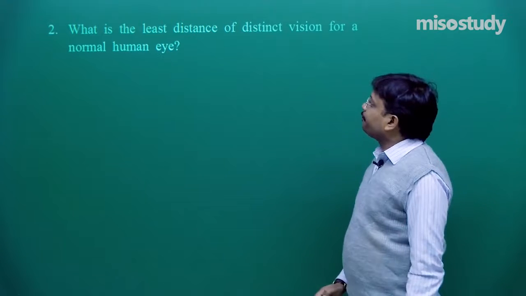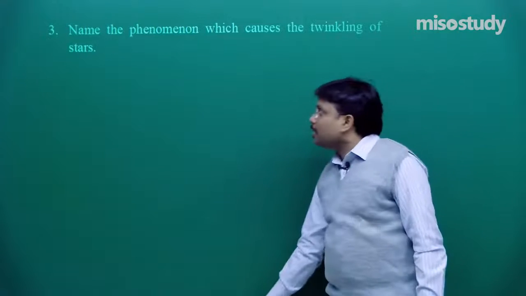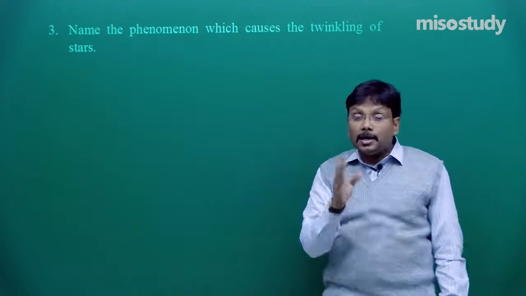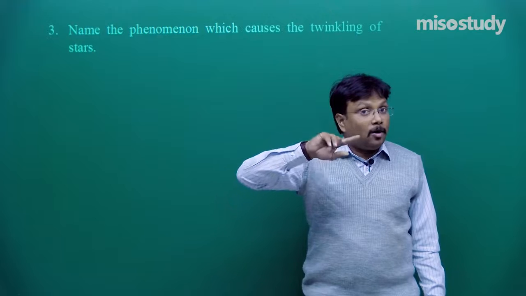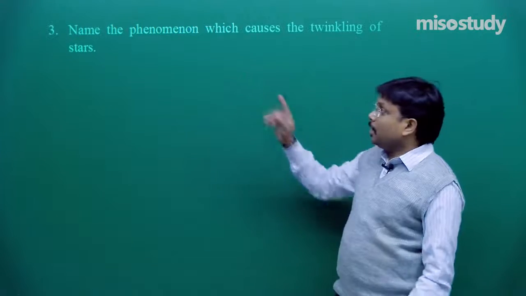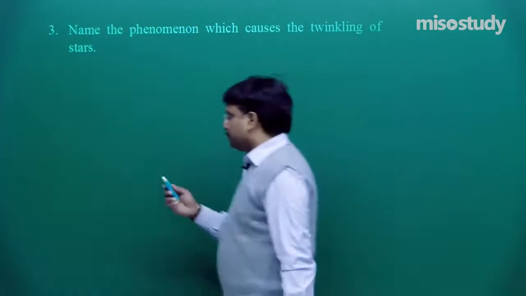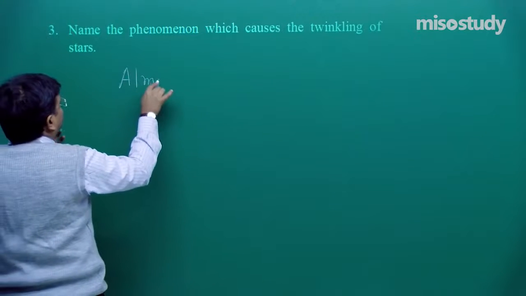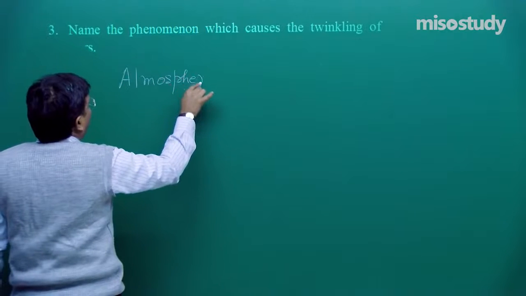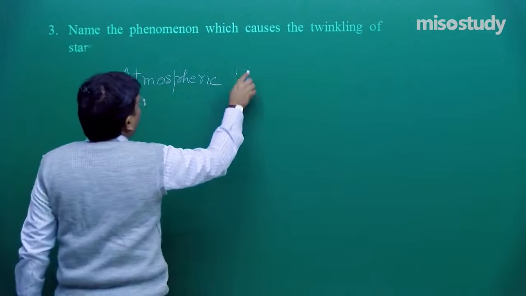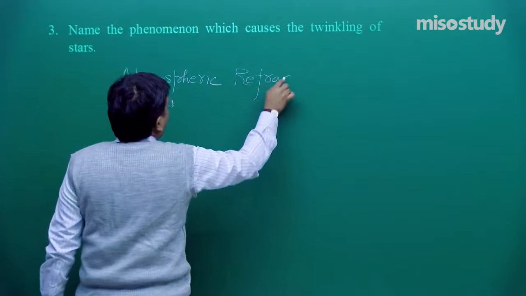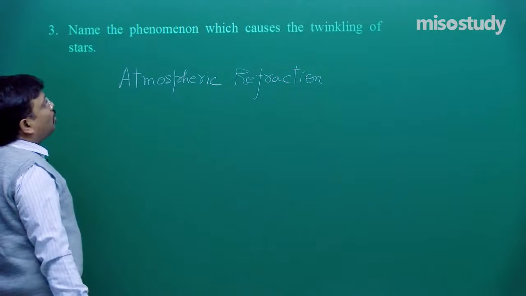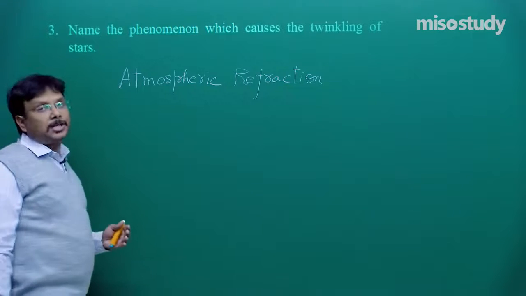Then comes the third question: name the phenomenon which causes the twinkling of stars. Now, this question is again in the category of very short answers. Twinkling of stars is because of atmospheric refraction. Atmospheric refraction is the cause of twinkling of stars.